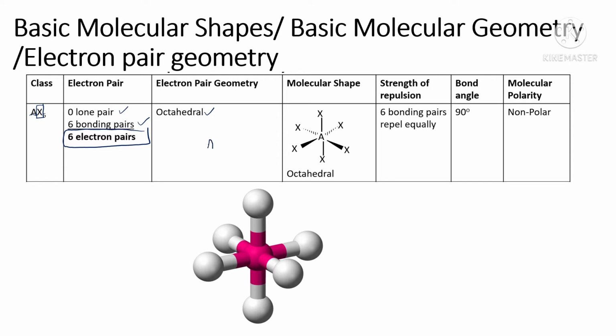So the central atom A, one bond on the top and another one at the bottom. And then this bond is pointing towards us, so we use solid wedge to represent it. And this bond is pointing towards us as well, so we use solid wedge to represent it.